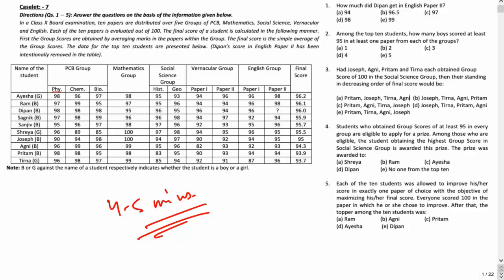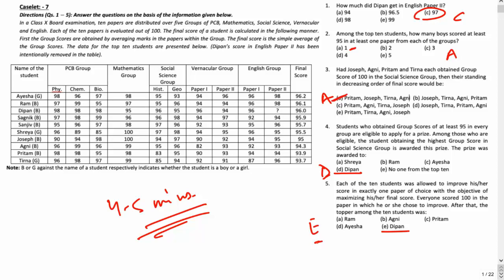The correct answers for this question will be: first one it is C, second one it is A. You can take a screenshot after I'm finished marking the right answer. Third one is A. Fourth one is Dipan, that is D, and fifth one is again Dipan, that is E. So this is the right answer: C, A, A, D, E.